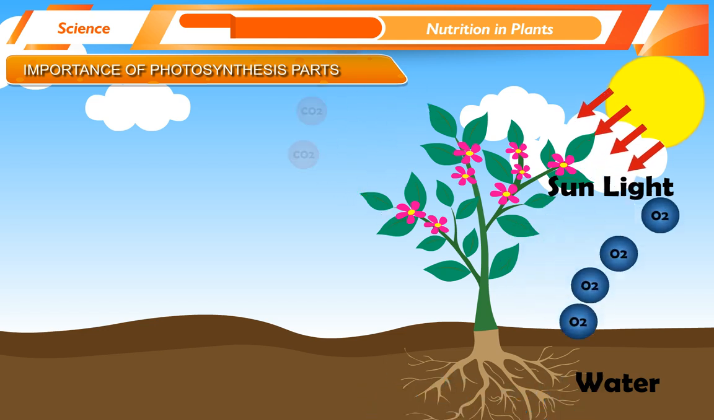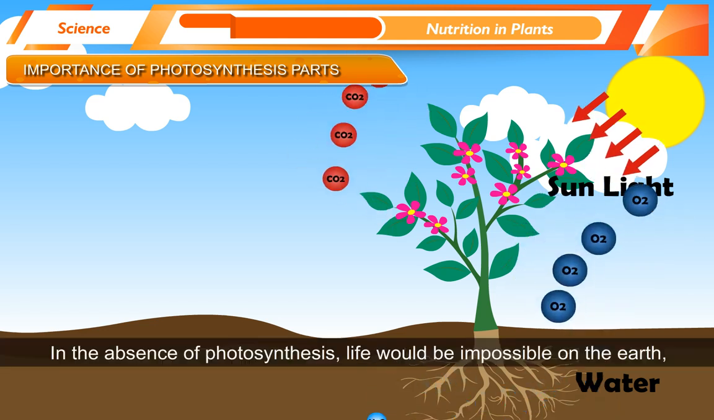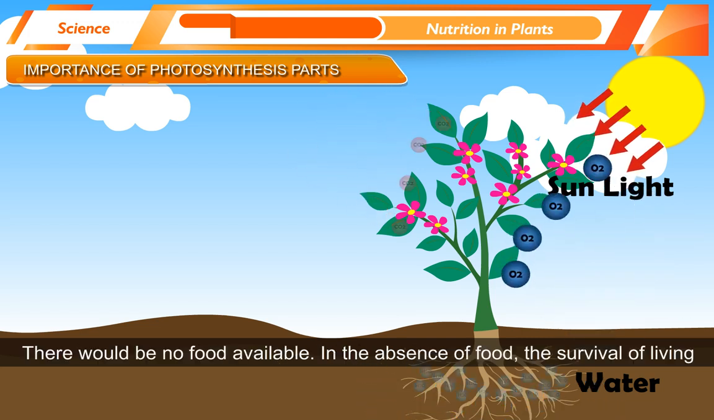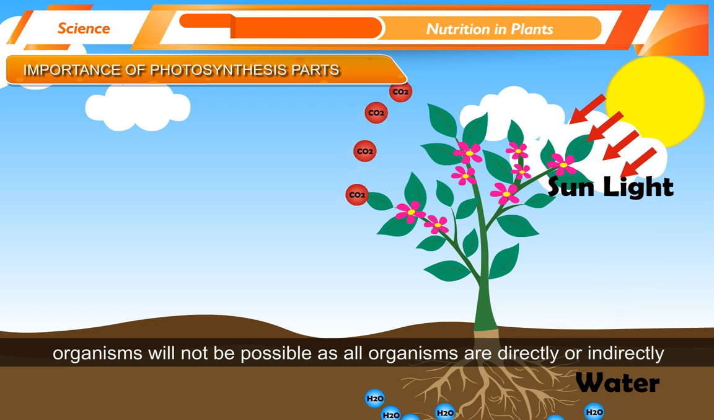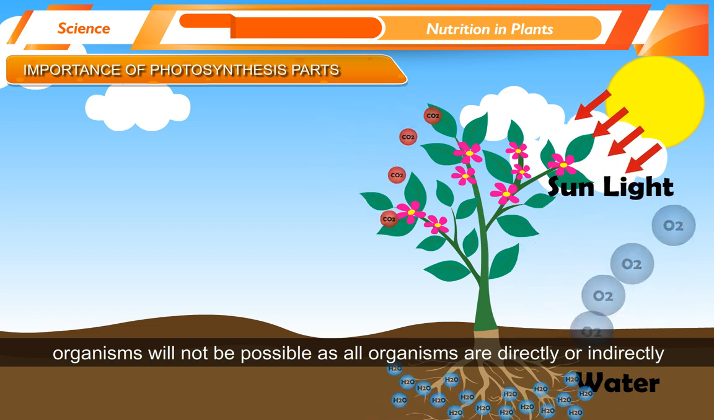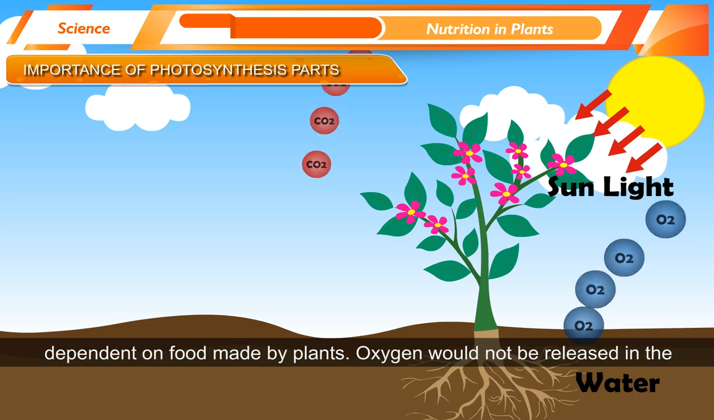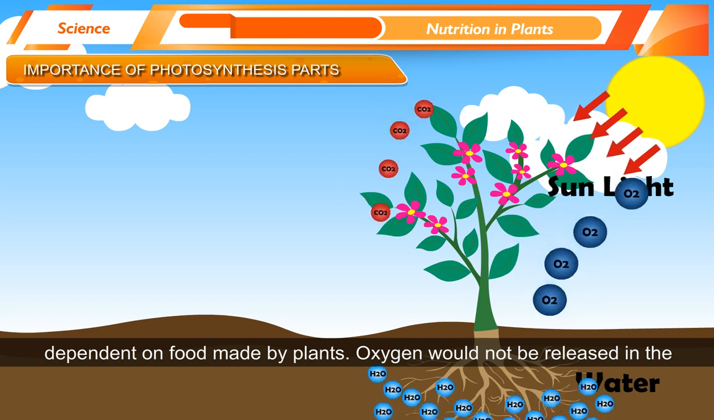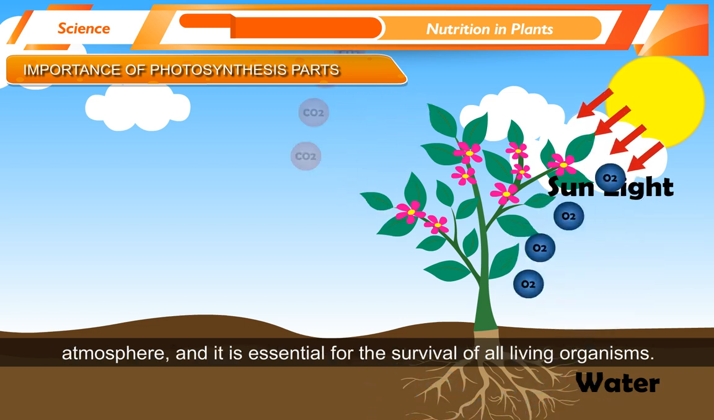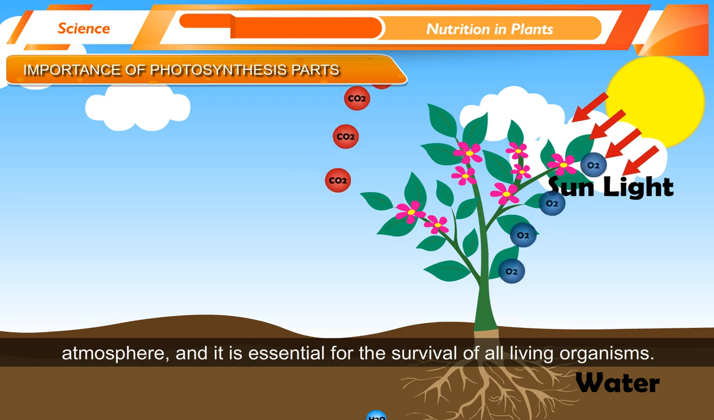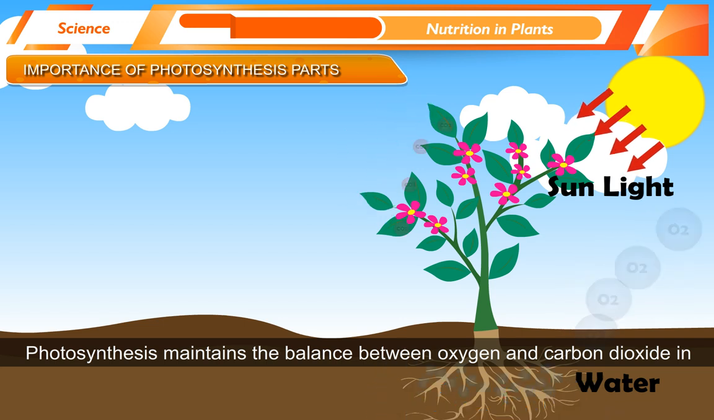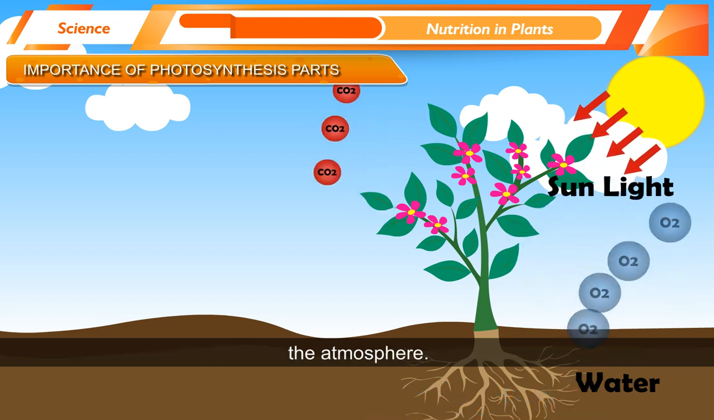Importance of photosynthesis. In the absence of photosynthesis, life would be impossible on the earth because there would be no food available. In the absence of food, the survival of living organisms will not be possible, as all organisms are directly or indirectly dependent on food made by plants. Oxygen would not be released in the atmosphere, and it is essential for the survival of all living organisms. Photosynthesis maintains the balance between oxygen and carbon dioxide in the atmosphere.